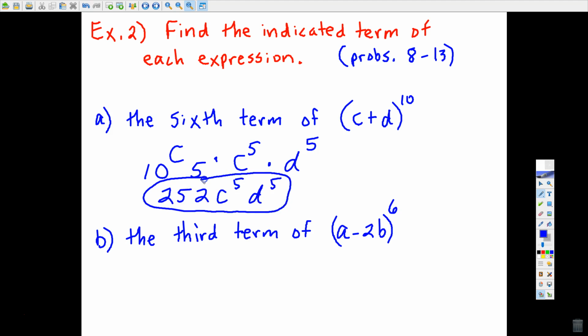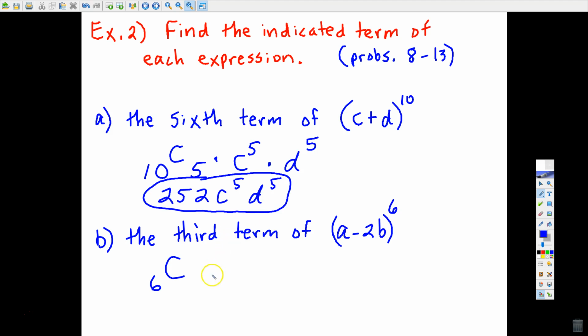So please don't write down all 11 terms and then circle the right one. Just think about what the 6th one would be. Let's try this one. The 3rd term of this expansion. So let's start with the combination factor. 6 goes to the left of C. We started at 0 with the 1st term. Where are we at the 3rd term?